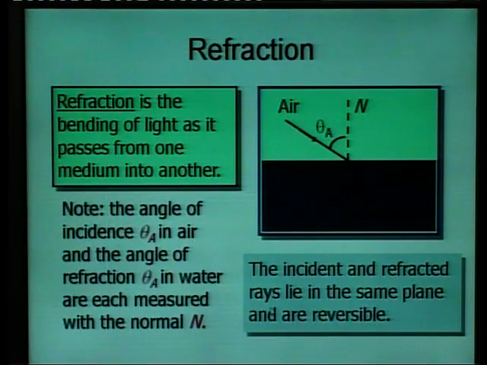The incident ray and refracted ray lie in the same plane and are reversible. They are interchangeable. If this is incident, this will be refracted. If this is incident, this will be refracted ray. So incident and refracted rays, they are reversible.